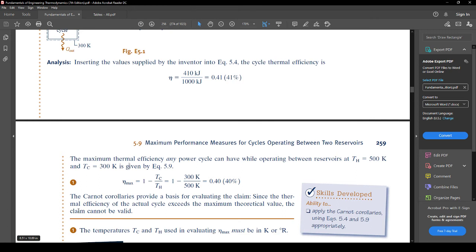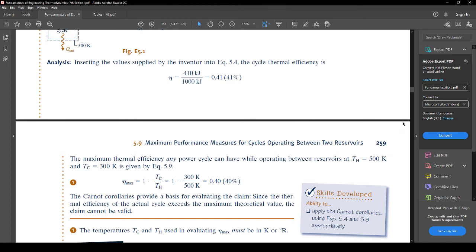And then it says, in very nice terms, although not the ones that I used, the Carnot corollaries provide a basis for evaluating the claim. Since the thermal efficiency of the actual cycle exceeds the maximum theoretical value, the claim cannot be valid. I like my way of saying it better, that he is a no good piece of garbage that lied to you. But don't worry, we saw through it, and he's a liar.